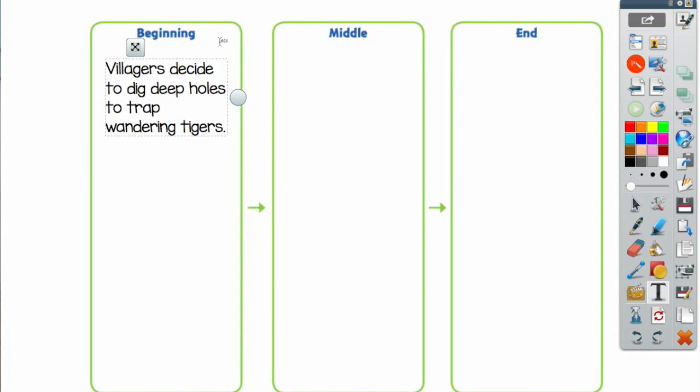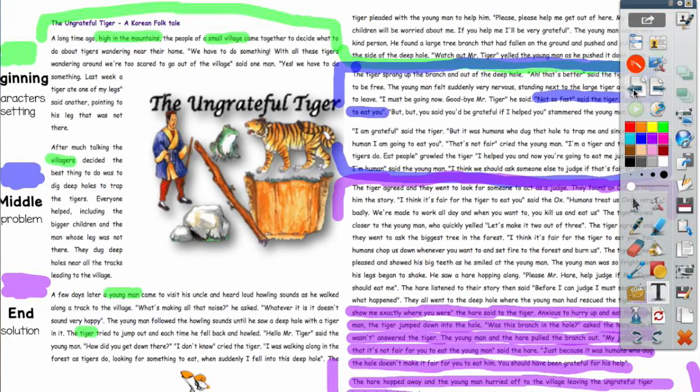Now, is that all of the most important events that happened in the beginning? Let's go check. Now that I'm back at my story, I've already looked at paragraphs 1 and 2, so let's look at paragraph 3. In paragraph 3, it talks about how a young man comes into the village and he finds a tiger stuck in a hole. This is very important, as well as the tiger begging him to get out. So we need to include this in the beginning chart on our other page.